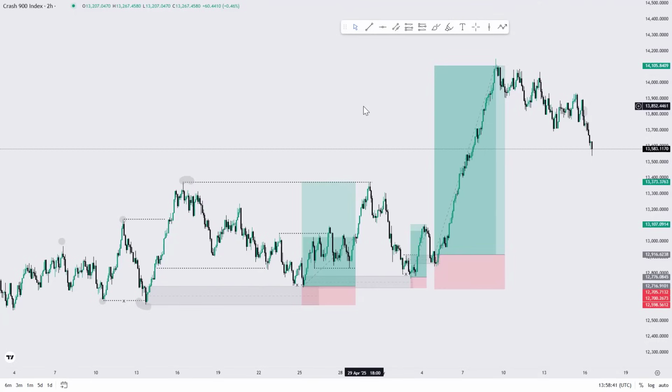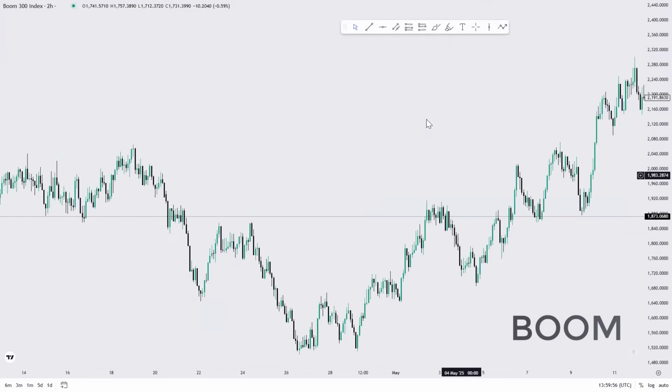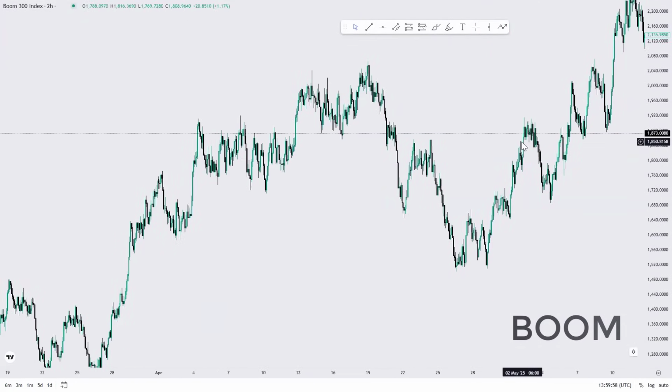Let's see another example on Boom. We've seen one on Crash. Let's see one on Boom now. This is going to be a quick example on Boom. This is Boom 300, 2 hours time frame. Now zooming out, the important thing is knowing where price is moving to, understanding the structure of the market. So a quick sketch of the market structure.